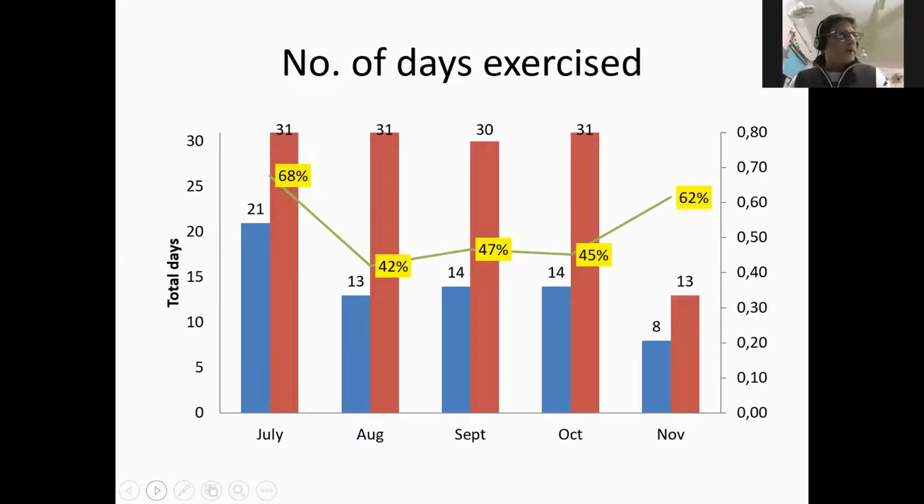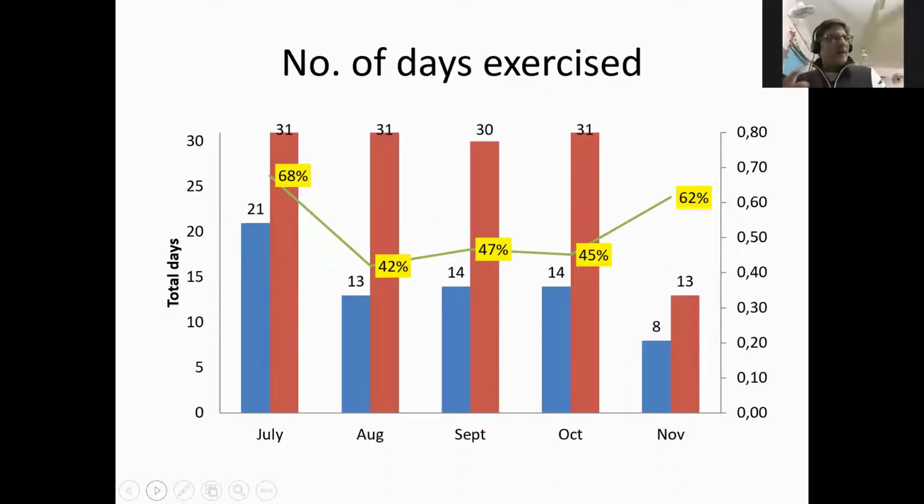This is the number of days exercised month on month. So if you look at this data, it says that in the month of July, 68% of the days the exercise was done, 21 out of 31 days. However, that dipped to almost 42%, less than 50% in the month of August and September. So this is where the person can really analyze, hey, I need to really pick up on my exercise days, and I need to bring it there, kind of frequency more than 50%.